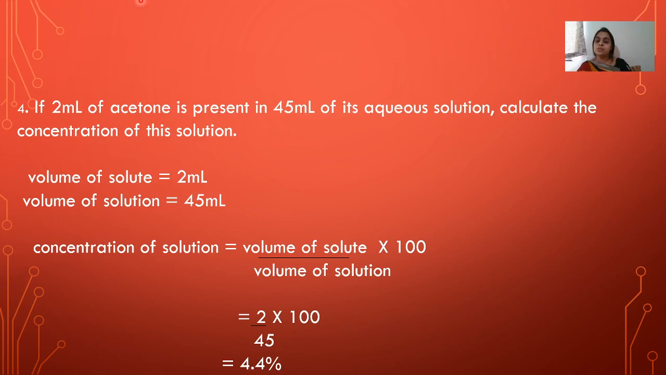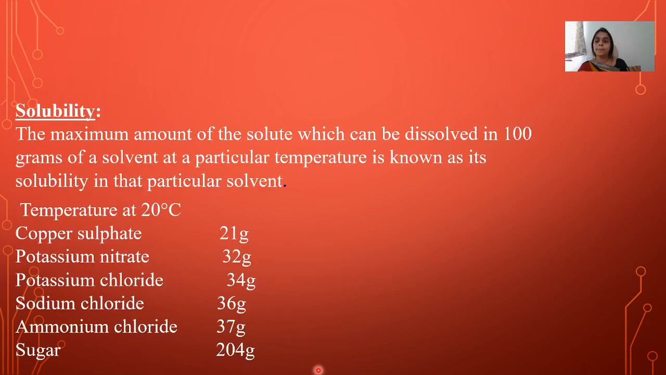The next problem: if 2 ml of acetone is present in 45 ml of its aqueous solution. Here they have already given the solution. Calculate the concentration. Volume of the solute is 2 ml, and solution is 45 ml. Write down the formula: 2 divided by 45 into 100. It gives 4.4%.